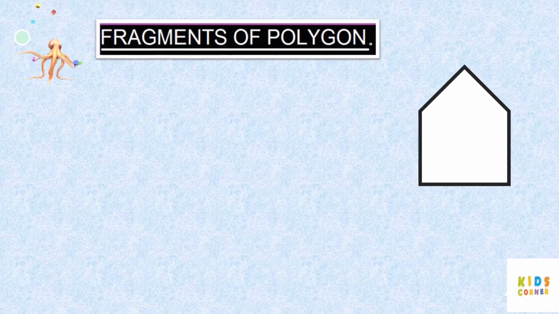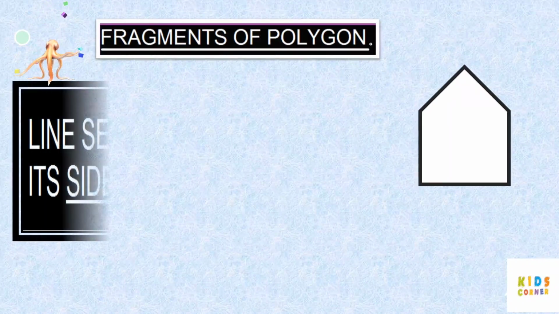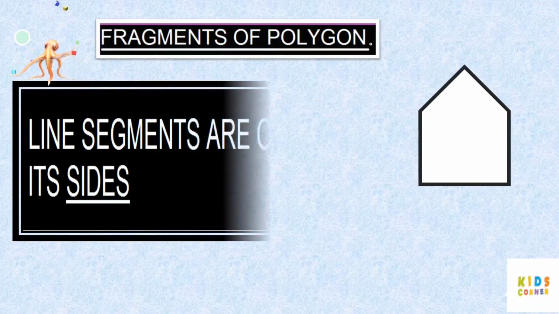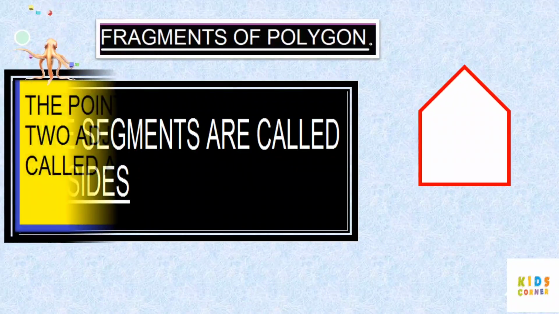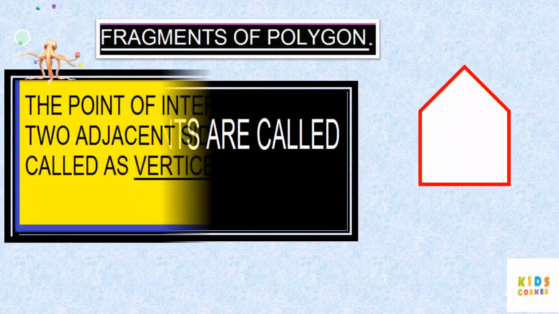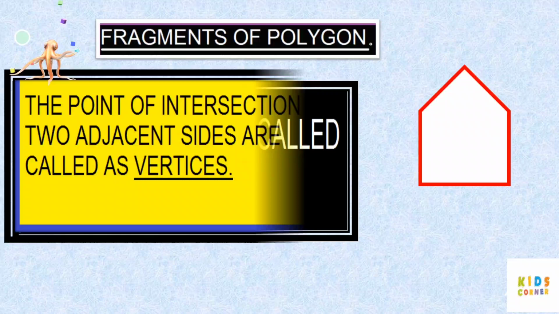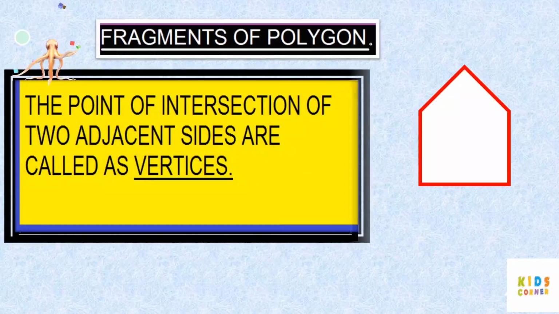Now let's learn about some important fragments of polygon. First one is the sides. The line segments which make a polygon are called its sides. The changing colors on the screen are the sides of the polygon. Second one is the vertices. Vertices are the intersection points of two consecutive sides. The arrow on the screen indicates the vertices of the polygon.